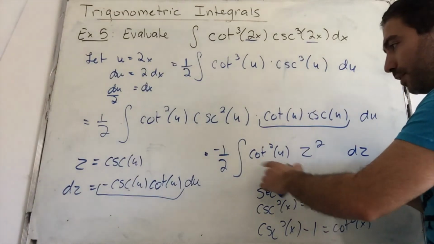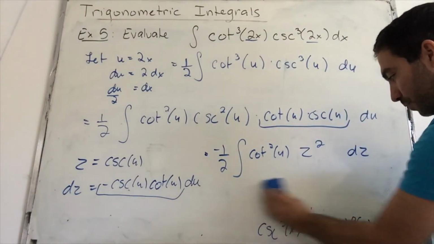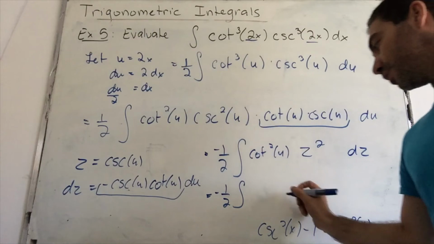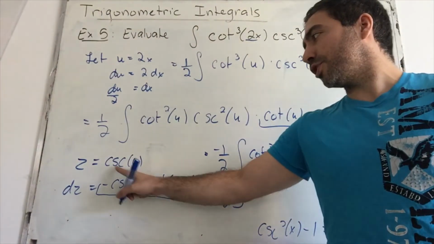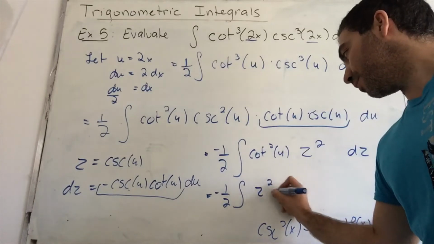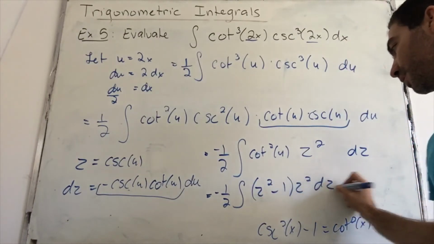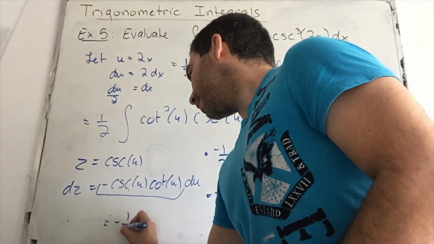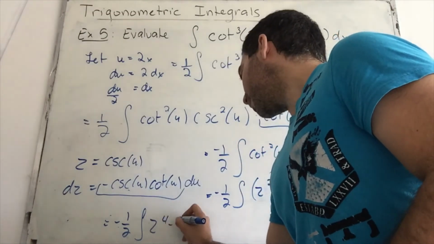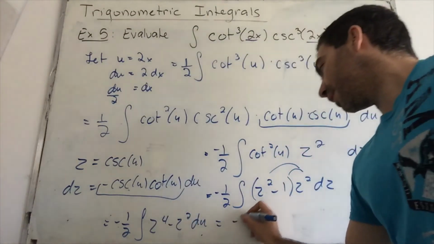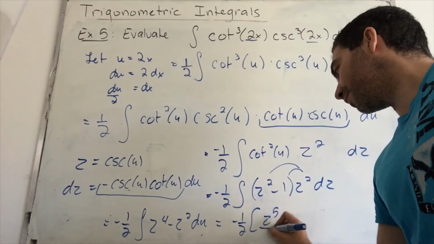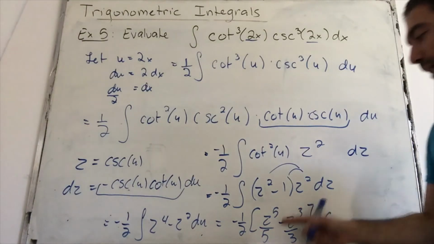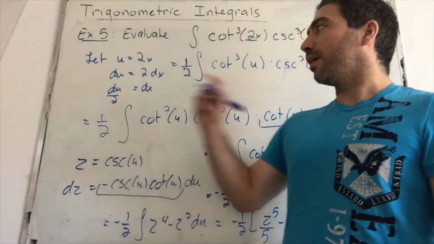So let's go ahead and substitute that into here. Just going to erase this to give myself room. This is equal to negative 1/2 integral of cotangent squared, which is cosecant squared minus 1, but cosecant is just z. So I'm going to rewrite this as z squared minus 1 times z squared dz. Distributing the z squared, we get negative 1/2 integral of z to the 4 minus z squared, and that's negative 1/2 times z to the 5 over 5 minus z cubed over 3 plus c. And the last step, we substitute our z back in terms of x.